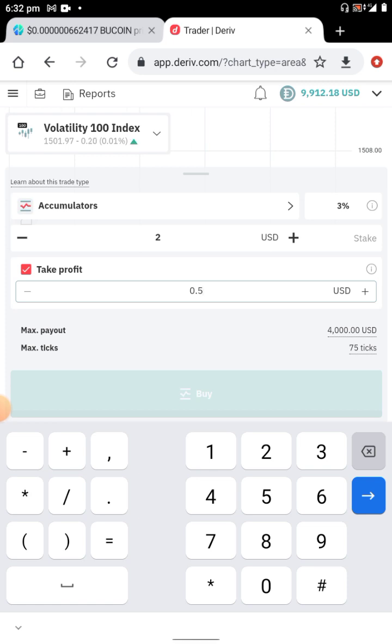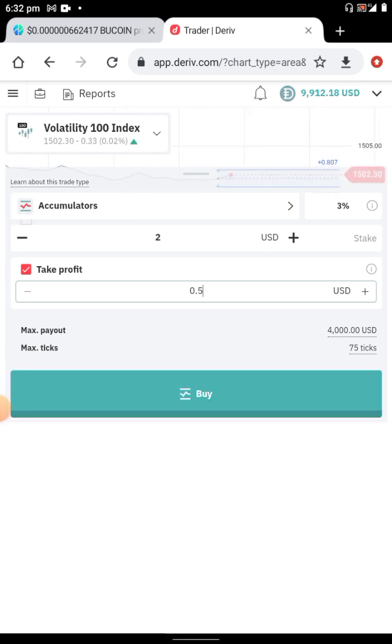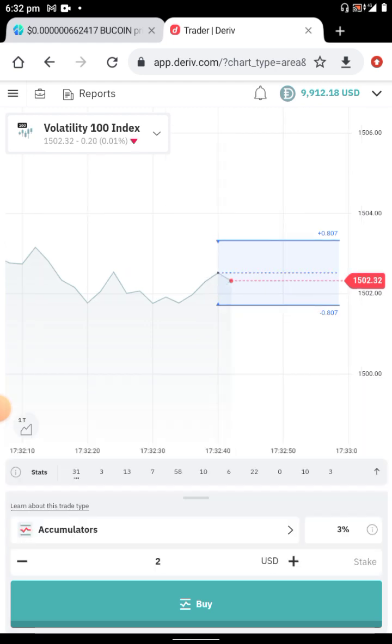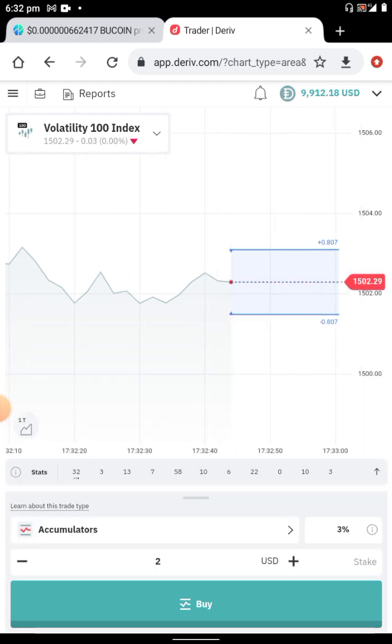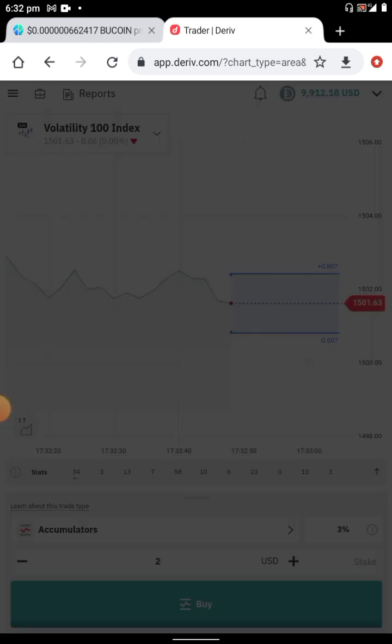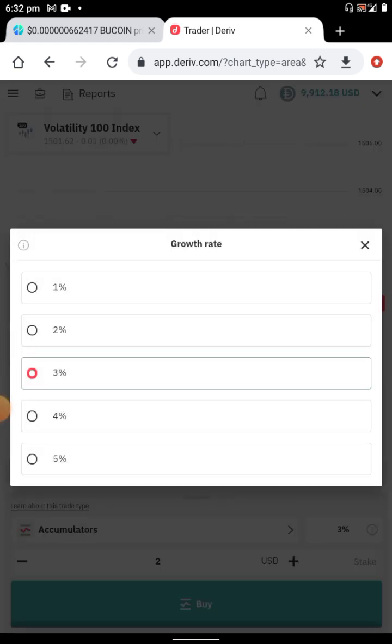Let's say we were using take profit of 0.5. Are you getting it now? Take profit of 0.5. So now let's minimize it. Now I'm going to start the trade. So we want to see how much we can make with this kind of strategy.